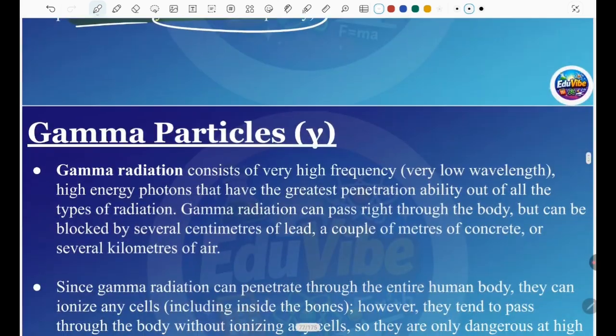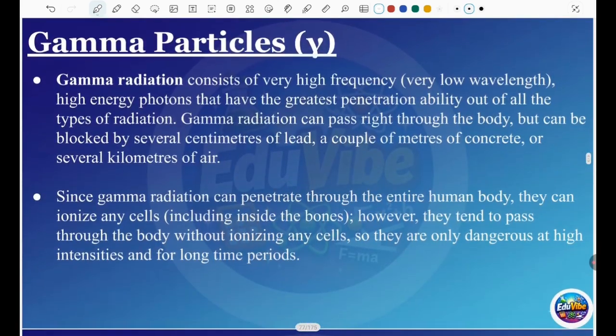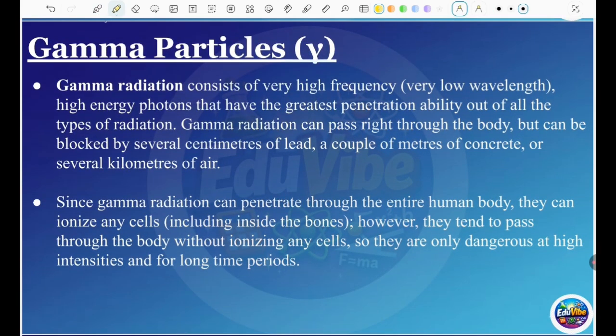Okay. Next, the last thing, we have gamma radiations or gamma particles, which are denoted by this. Gamma radiations consist of very high frequency, very low wavelength, very high energy photons, and have the greatest penetration ability out of all the types of radiations. So gamma radiation is very dangerous. So this is dangerous, and this is very dangerous too.